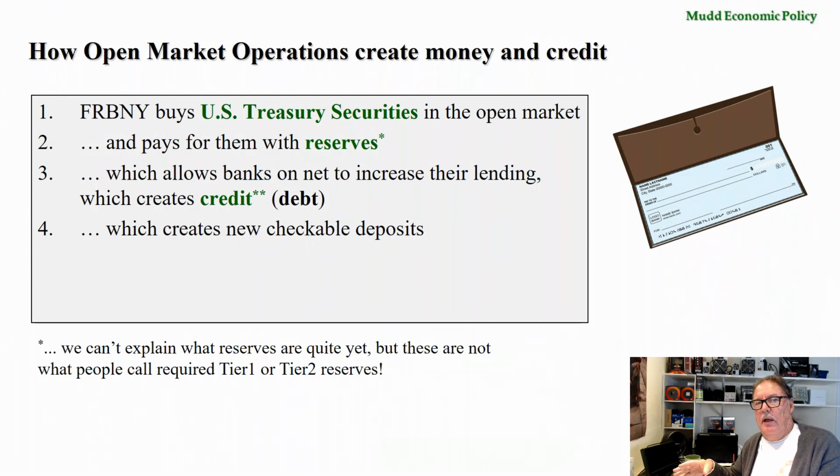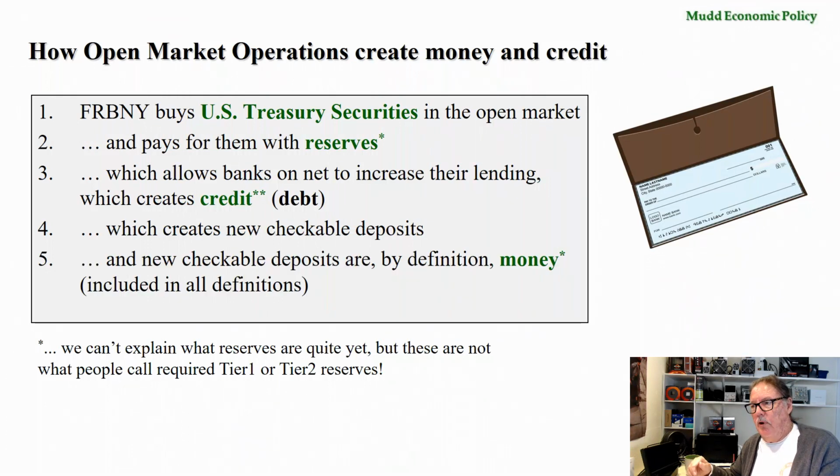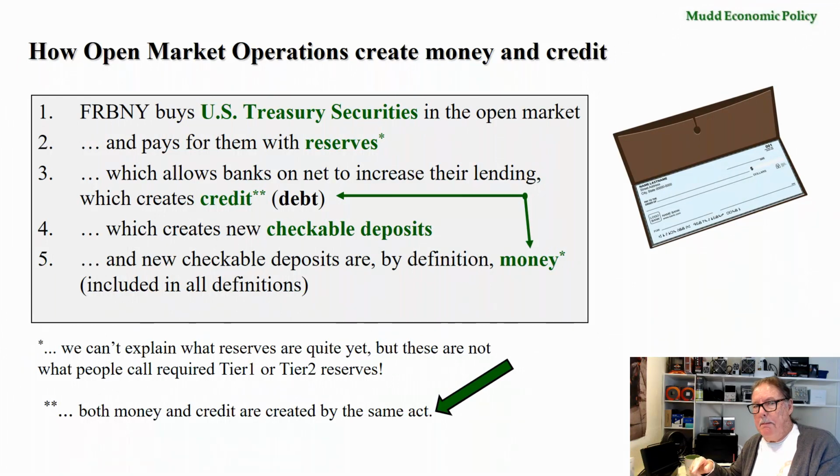No matter how this is done, it's going to cause a rise, at least initially, in checkable deposit accounts, mostly for corporations, but eventually it filters down to everyone who deals with corporations. And new checkable deposits are, by definition, money. Remember, when we defined the M1 and M2 money supply, we said that it consists mostly of checkable deposits and other things like money market deposit accounts. But all definitions of money include the aggregate of total checkable account balances outstanding.